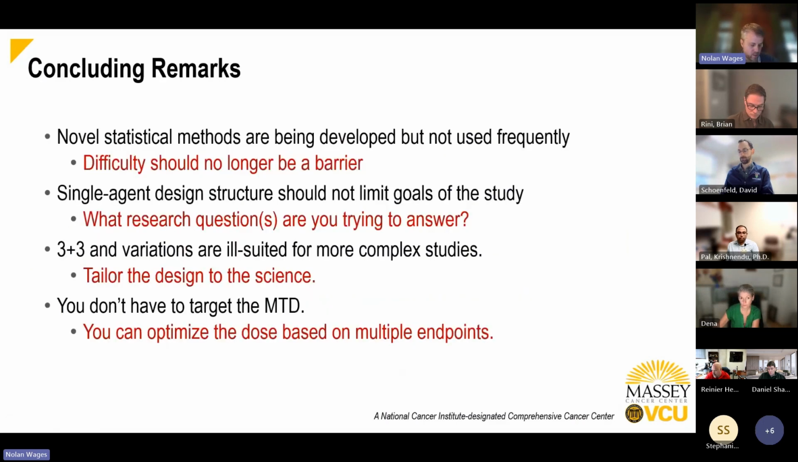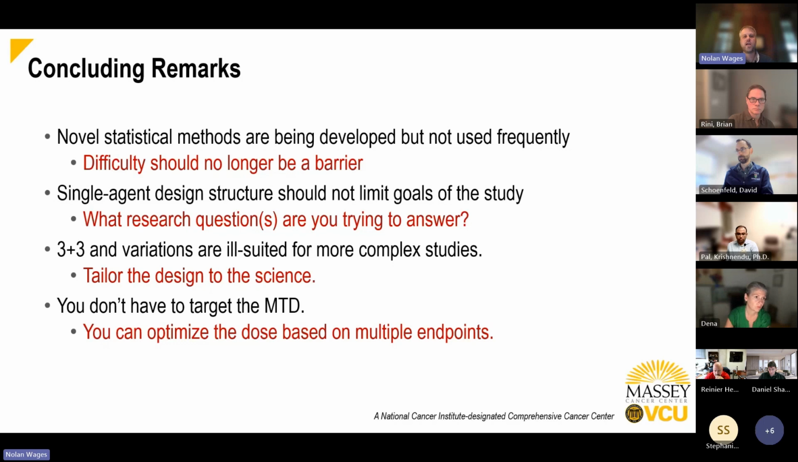So this is my last slide. This is the concluding remarks. Novel statistical methods are being developed in early phase trials, but not used very often. And with the software that's available, especially with protocol statistical templates that are out there, the difficulty shouldn't be a barrier like it was 10 to 20 years ago.